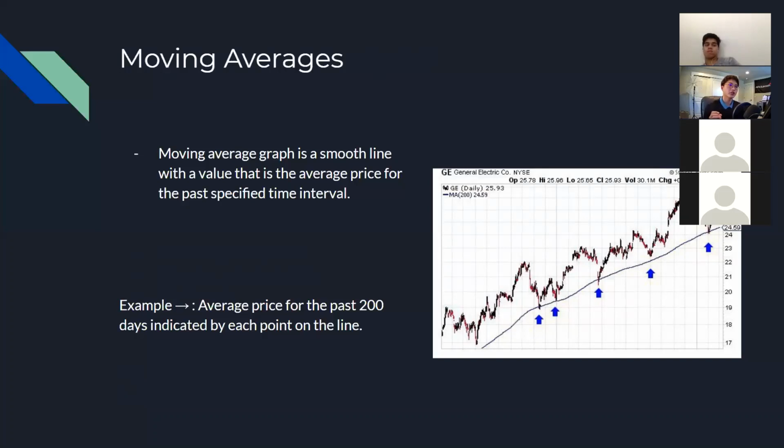When you change the interval by which the moving average aggregates its data, so maybe not 200 days but 100 days, you're going to find more entry points, but they might be lower quality per se.